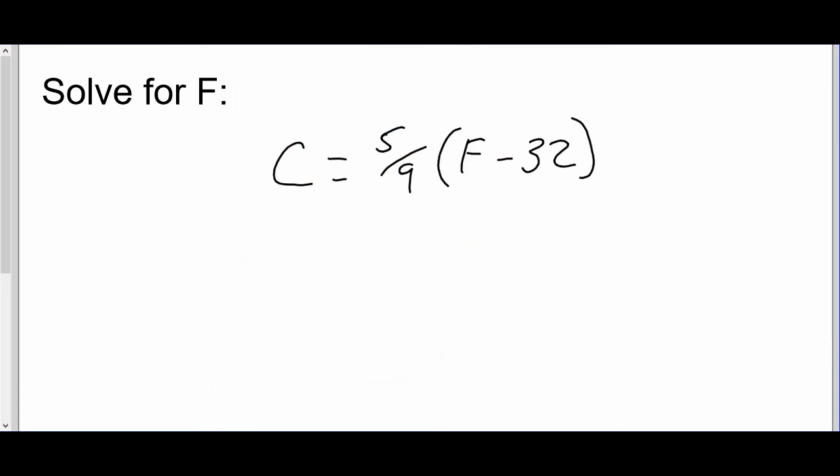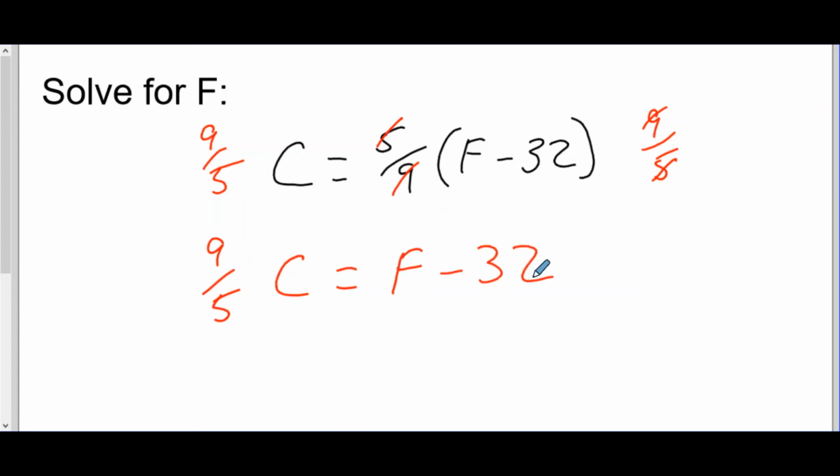Another thing you can do is instead of multiplying out that 5/9, keep in mind that the whole entire thing is being multiplied by a value, and so I can just get rid of that 5/9. Well, how can I get rid of that fraction? Well, I can just multiply both sides by the reciprocal. And again, you could do it in two parts, multiply by 9 and then divide by 5. So my 9s will cancel, my 5s will cancel, and I end up with 9/5 c equals f minus 32.